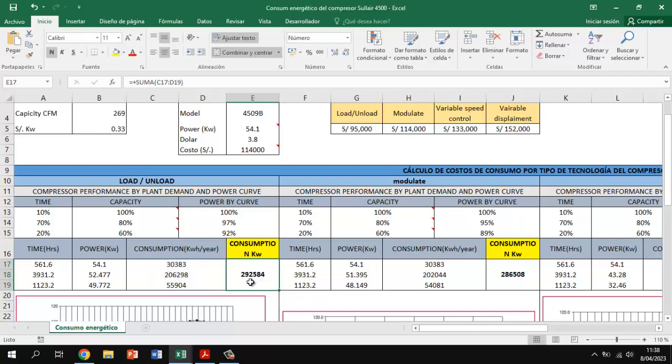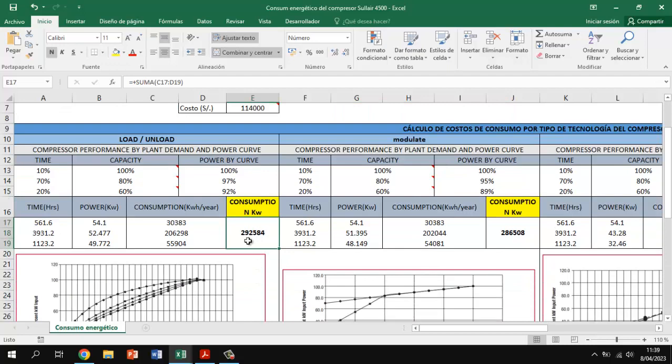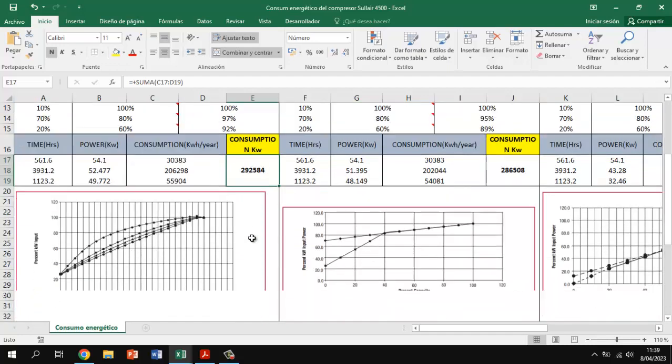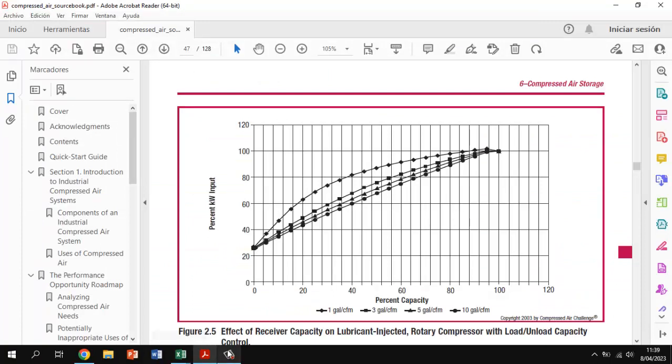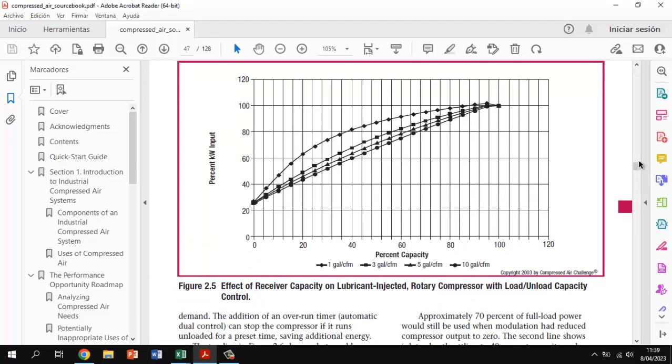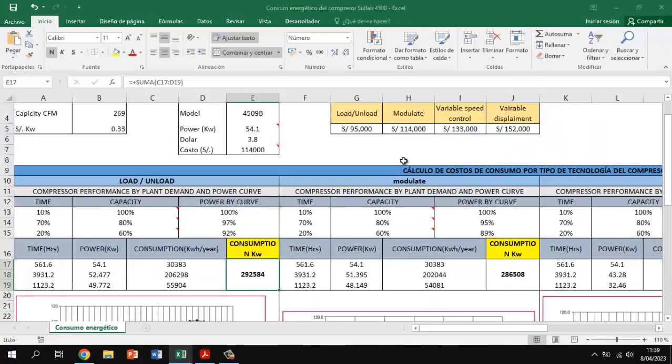how can I read this number? Sorry, I don't know how to say that number in English. I'm learning. So that's the methodology of how to calculate your consumption using the power curve. This is for load and unload. You have three more, and it's the same. I'm using the same method.